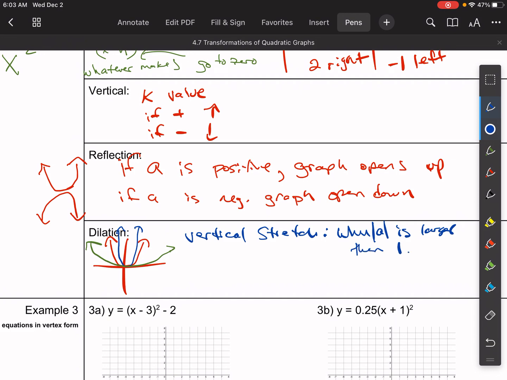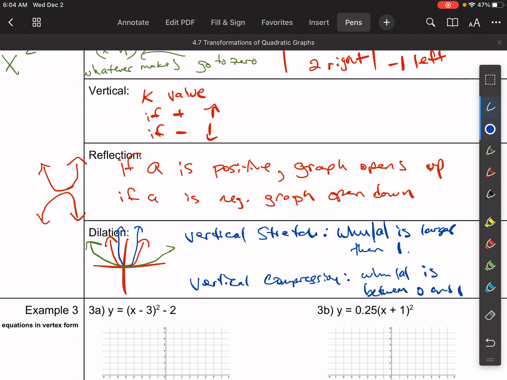Okay, a vertical compression. We call these things vertical because they happen outside of the parentheses. A vertical compression would be when the absolute value of a, so just look at a. It doesn't matter if it's positive or negative because that's the reflection piece. But when a is between 0 and 1.